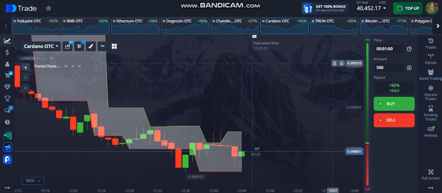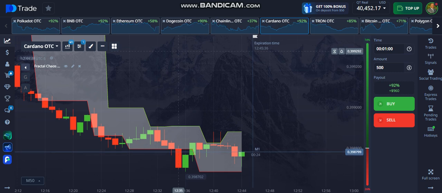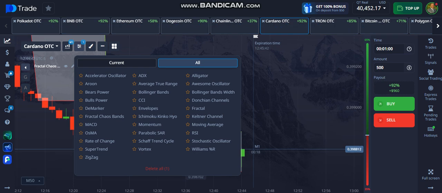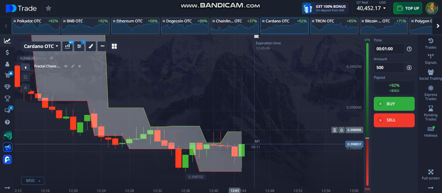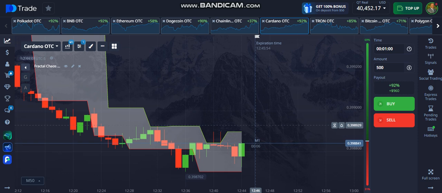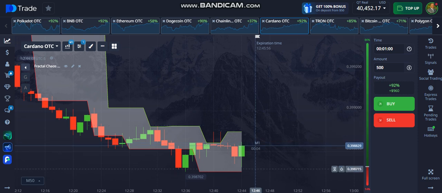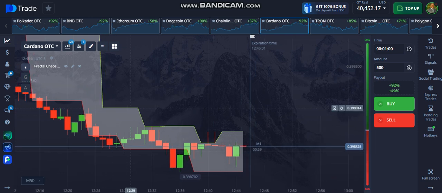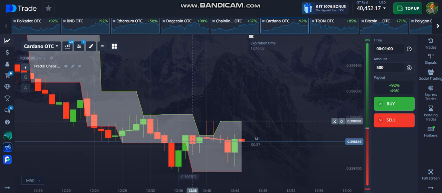So today I'm on the Pocket Option platform and I'm going to be trading cryptocurrencies utilizing one indicator here. And that indicator, if we click on the indicator icon, is known as the Fractal Chaos Bands indicator. Okay, so when we pull up the indicator here, we see a green line and a red line. The green line represents a dynamic level of resistance, while the red line represents a dynamic level of support. And as you see over time here, those lines change.